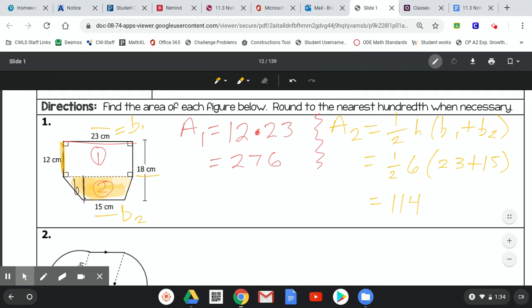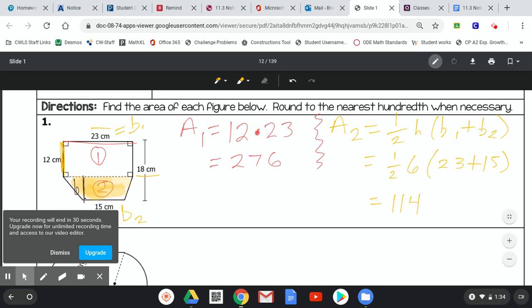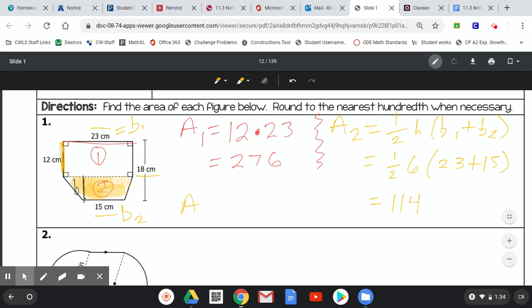So to find the composite area, the total area, all we have to do is take 276 plus 114, and that'll give us a total area of 390 centimeters squared. So our total area is 390 centimeters squared, okay?